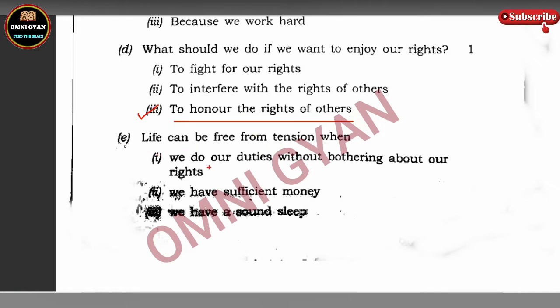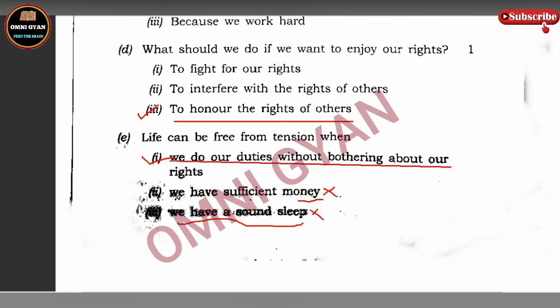Now we come to number E. Life can be free from tension when we do our duties without bothering about our rights, we have sufficient money, or we have a sound sleep. So you see option number 2 and 3 you can easily eliminate. Money has nothing to do with rights and duties. So option 2 we cancel. And we can cancel option 3 also. Sound sleep has nothing to do with rights and duties. See, this passage is life can be free from tension.